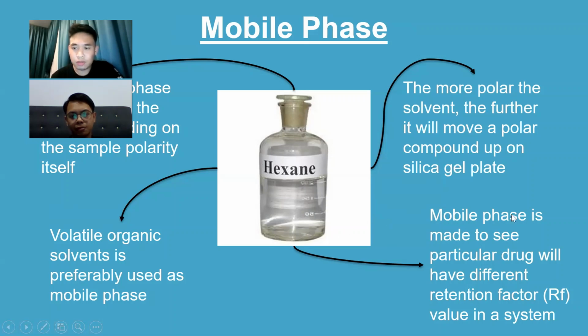So the mobile phase is made so that a particular drug will have a different retention factor, which is the Rf value, in a system. Retention factor is the distance traveled by the solvent, which is the mobile phase, and the distance traveled by the sample.